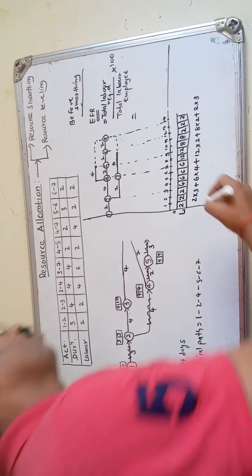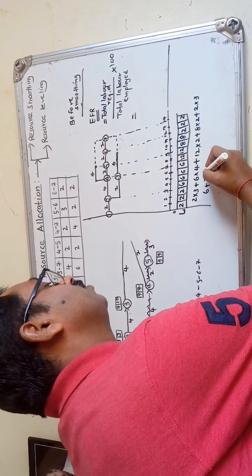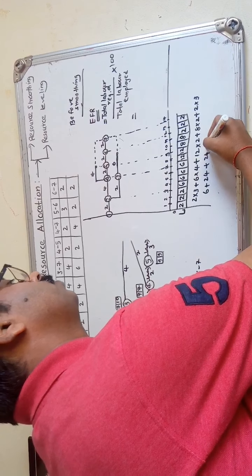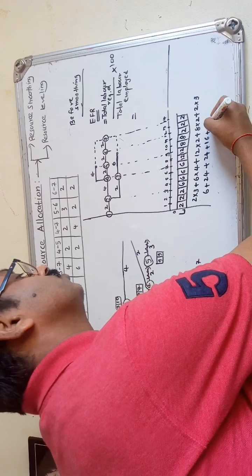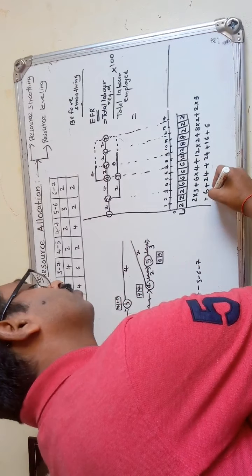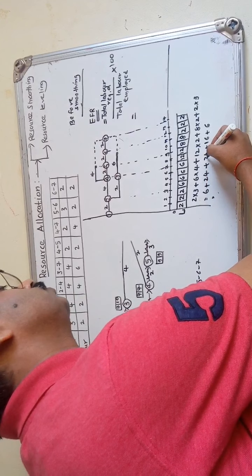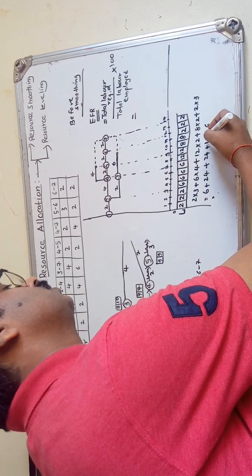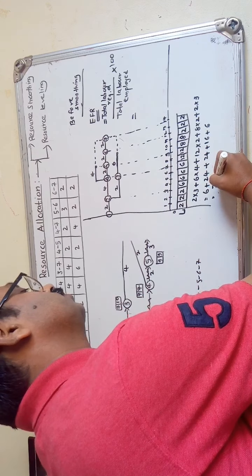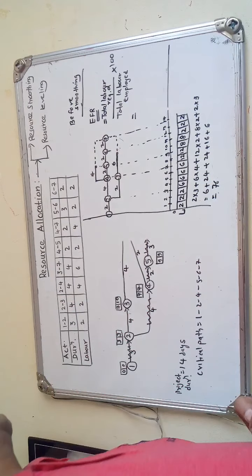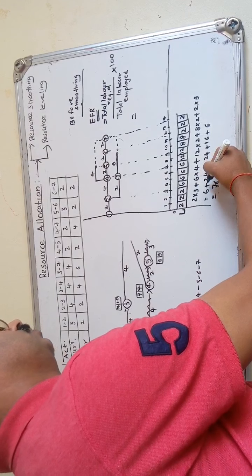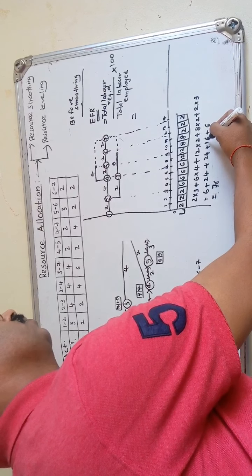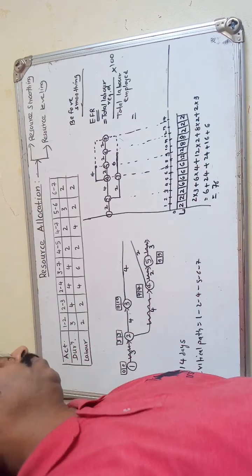So 6 plus 24 plus 24 plus 16 plus 6. Do the addition: 76. Check it. 24 plus 6, 30. 30 plus 24, 54. 54 plus 16, 70, and 6, 76. So total labor required is 76.